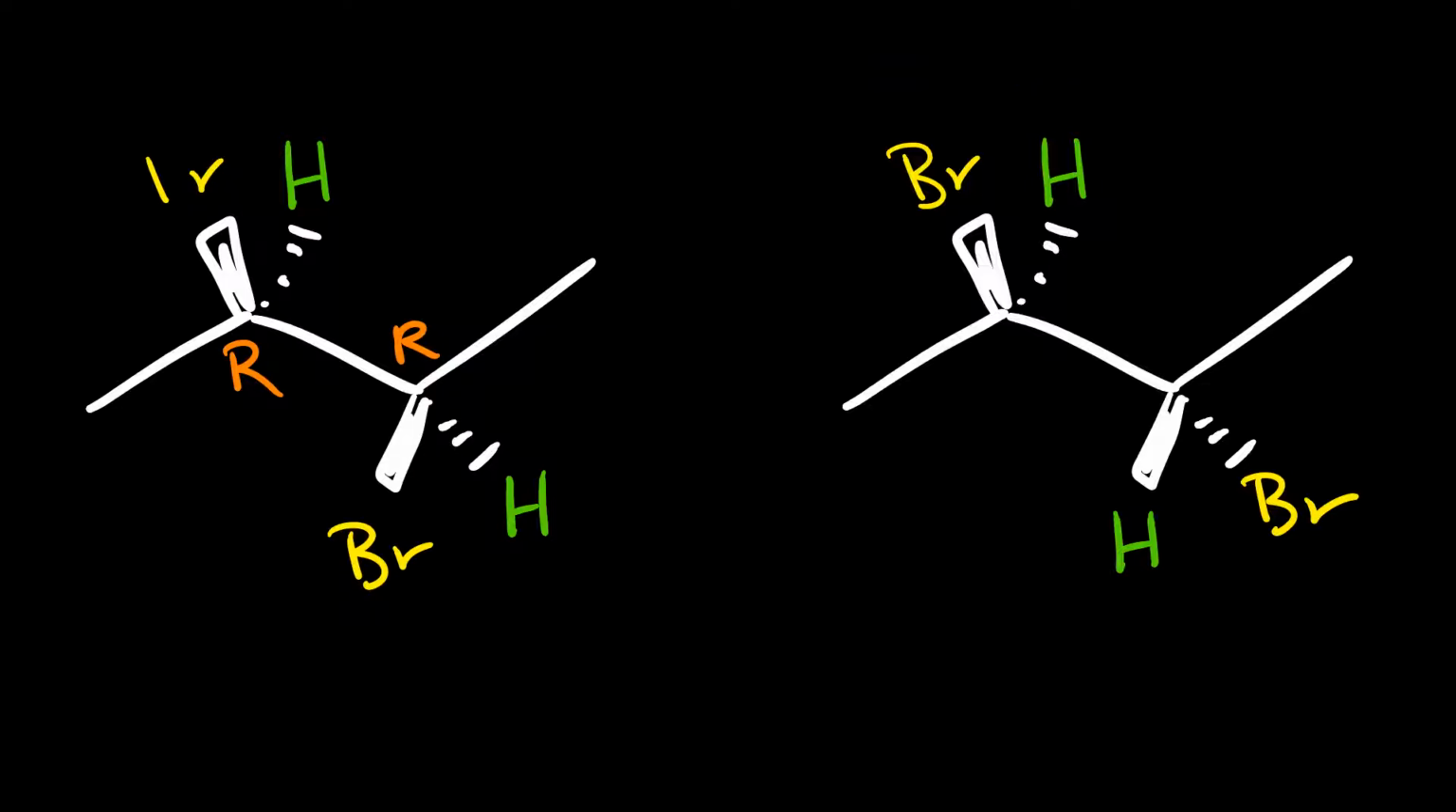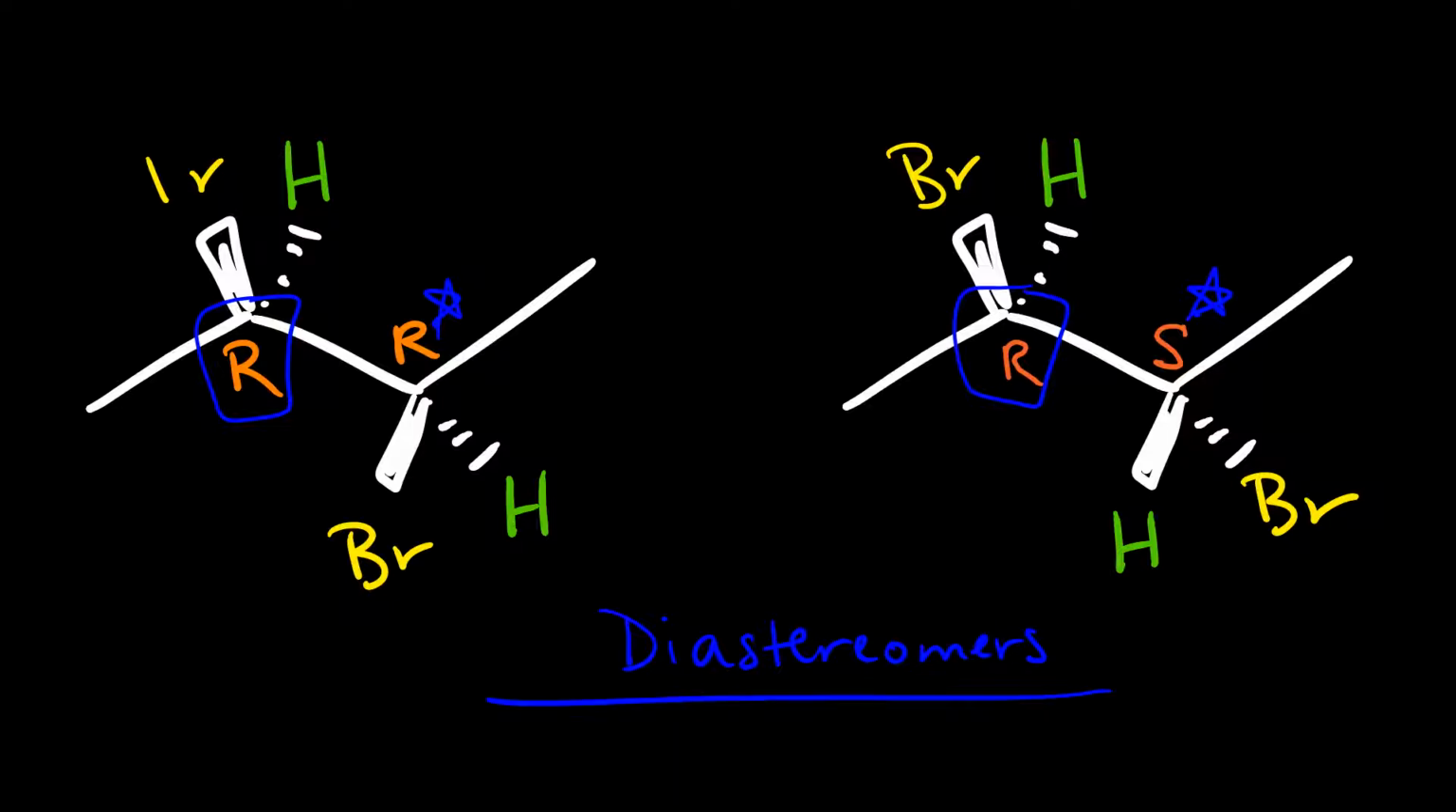So when you have a situation like this, where they are opposite in configuration at one chiral center, and they're the same in configuration at another chiral center, these are not enantiomers, but they are what we call diastereomers of one another. So if it's not an enantiomer, but it's a stereoisomer, then it has to be a diastereomer.